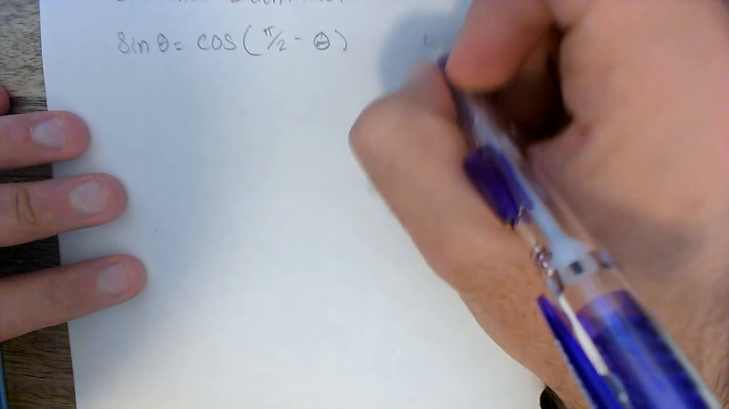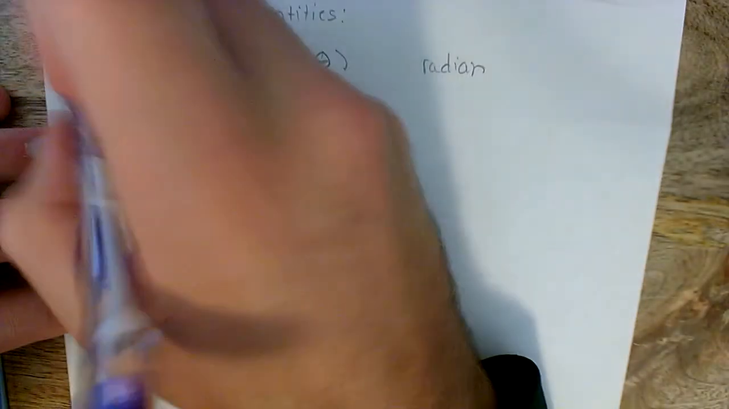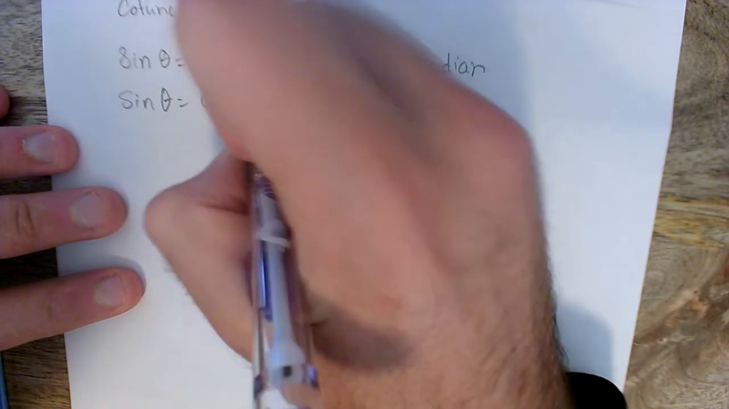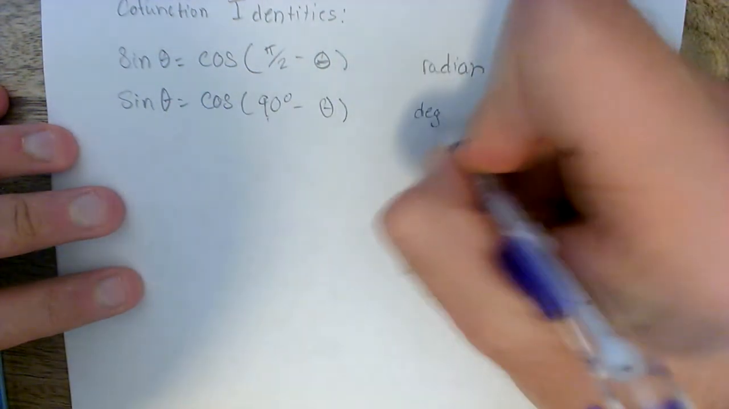So we get that the sine of theta, you can write this as the cosine of, and this is in radians, pi over 2 minus theta. So that's the radian version. If I wanted to do this in degrees, you could do sine of theta is equal to cosine of 90 degrees minus theta, so degree.